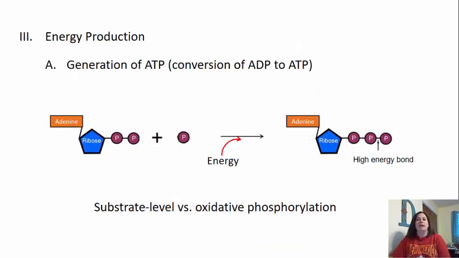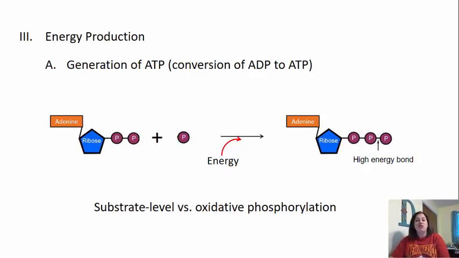All right, so now let's look at how cells produce this energy, and we're going to generate ATP here. How we're going to convert ADP into ATP. Now, ADP is adenosine diphosphate, and ATP is adenosine triphosphate. When we're fusing the phosphate onto ADP, energy is required. This energy is then stored in that last bond. It's called a high energy bond on that last phosphate, and now we have ATP, adenosine triphosphate. Now, one thing we're going to look at is we're going to compare substrate level versus oxidative phosphorylation.